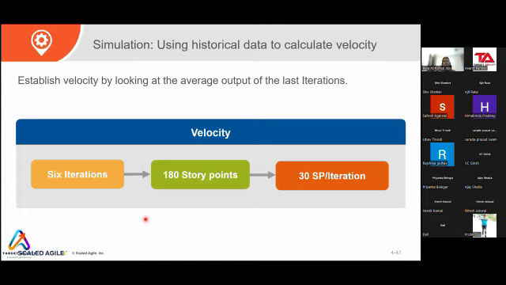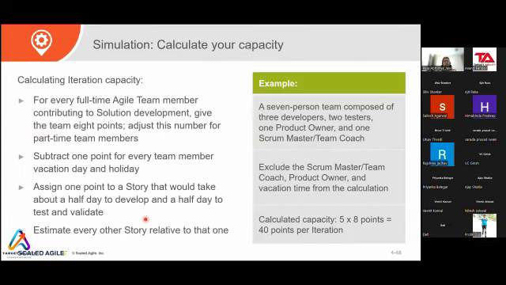This is how the velocity is determined. So suppose in a practical scenario, you have worked for 6 iterations and you have delivered 180 story points. Your velocity will become the average of them, which is 30 story points per iteration. This is how you should create the velocity. But if you don't have the historical data, how to do that? So this is the method of calculating the capacity.